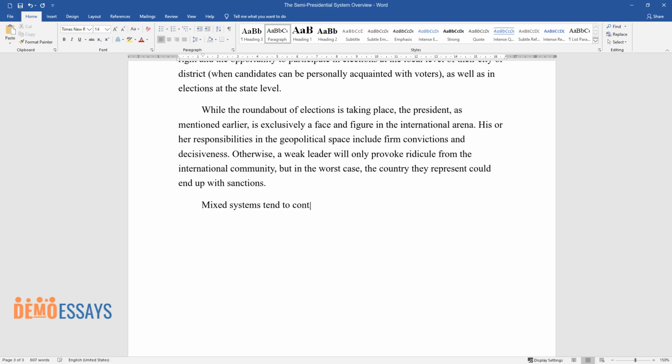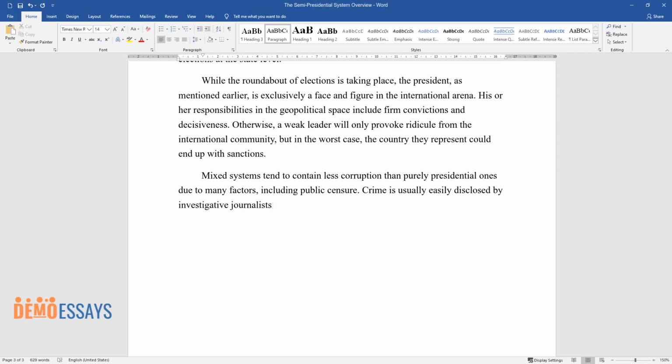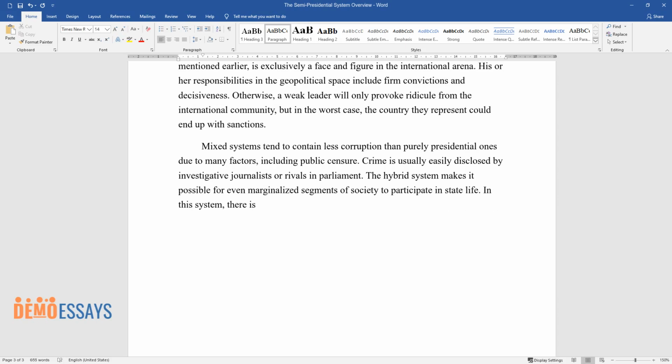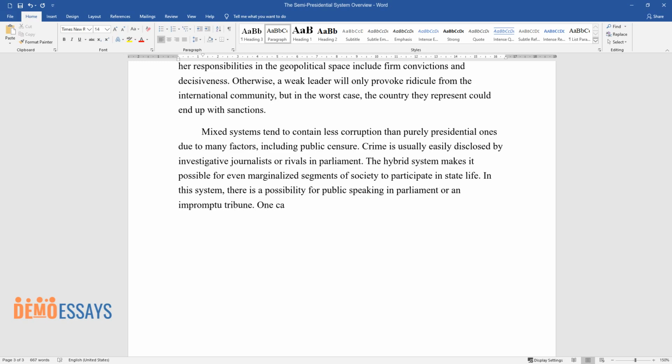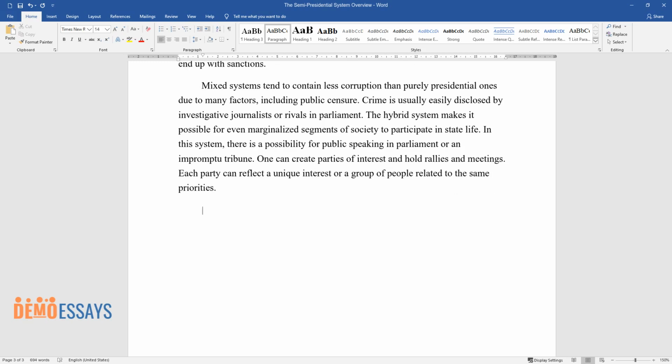Mixed systems tend to contain less corruption than purely presidential ones due to many factors, including public censure. Crime is usually easily disclosed by investigative journalists or rivals in parliament. The hybrid system makes it possible for even marginalized segments of society to participate in state life. In this system, there is a possibility for public speaking in parliament or an impromptu tribune. One can create parties of interest and hold rallies and meetings. Each party can reflect a unique interest or a group of people related to the same priorities.